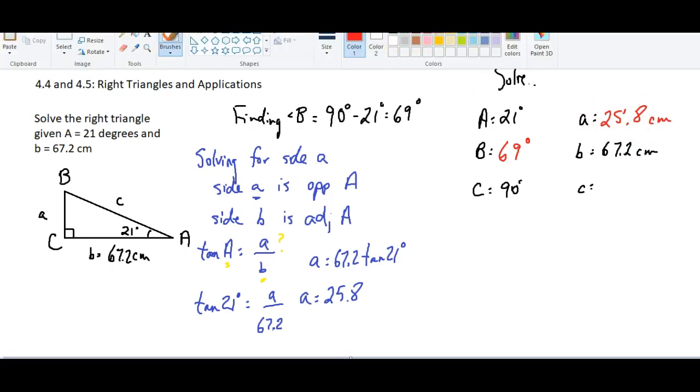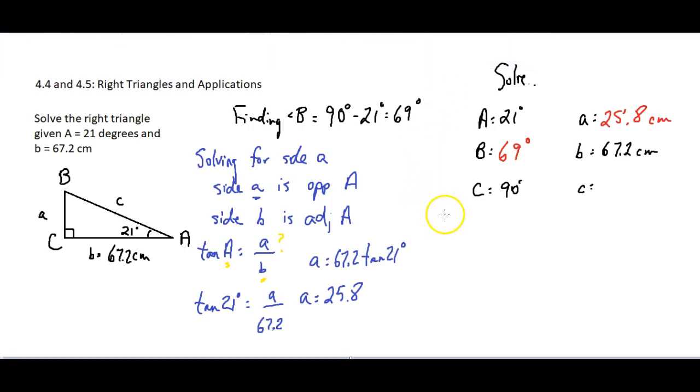Great. Let's now solve for side C. Have a look at the triangle. Side C is the hypotenuse. So it's going to, and we already know now the other shorter side. So we could use the Pythagorean theorem.